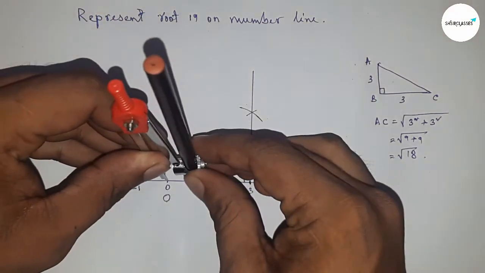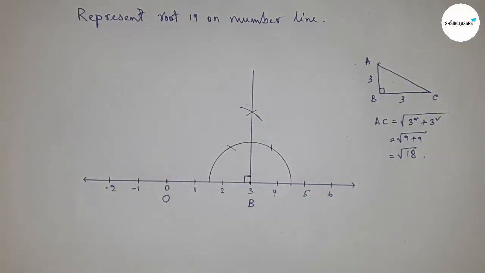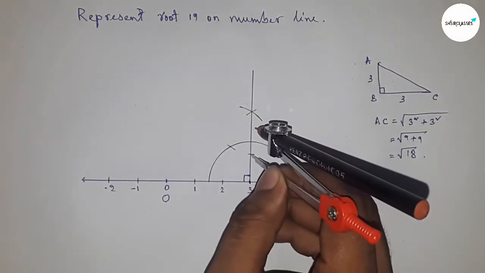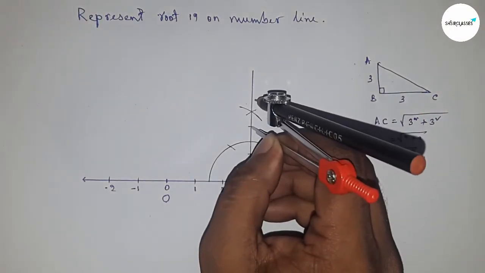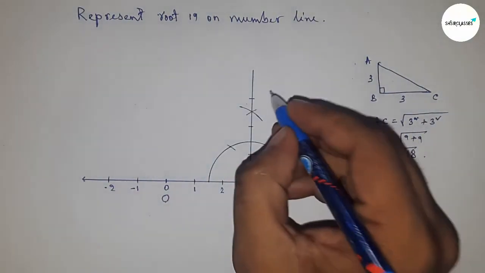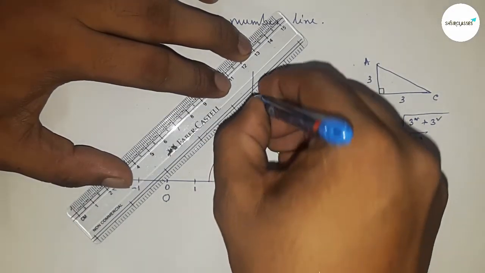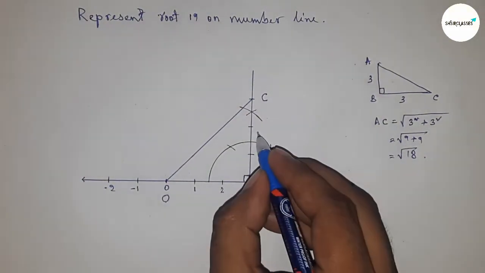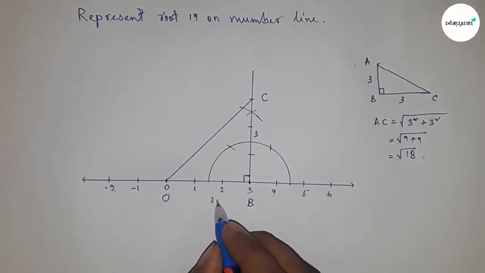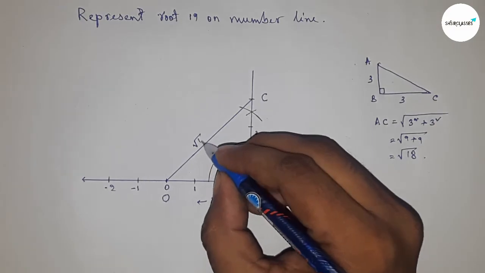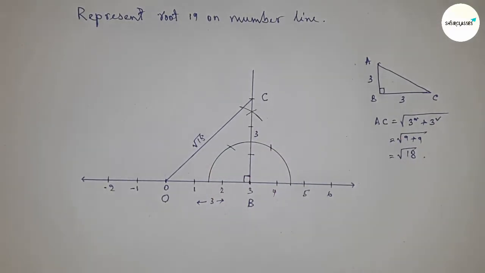Next, taking the length between any two numbers and putting the compass here, cut the line up to 3 times. Okay, next this is point C. Now joining O and C. So this is 3 unit length and this is 3 unit length. Okay, so by the picture beside, this is root 18.